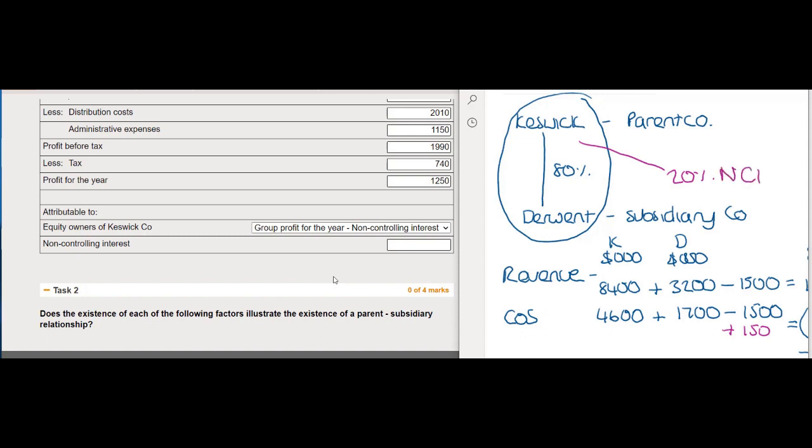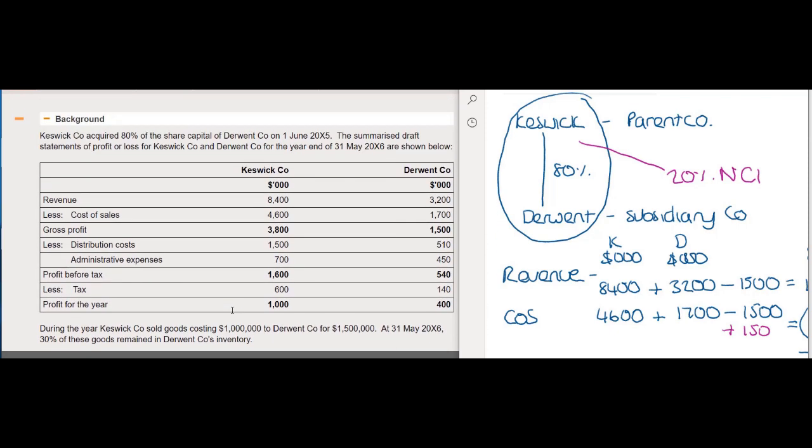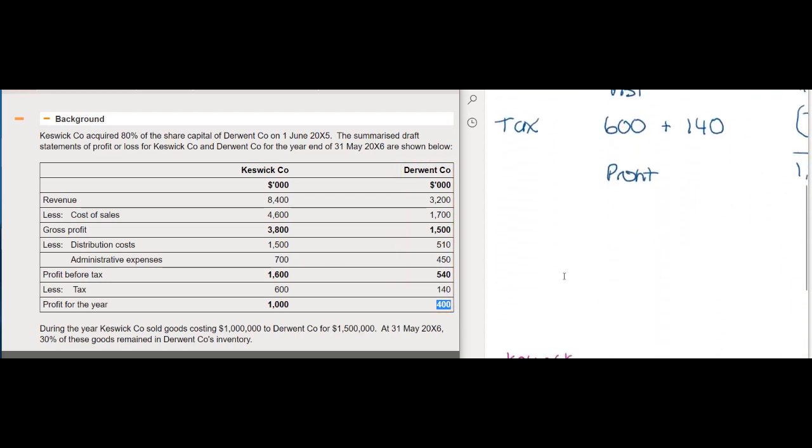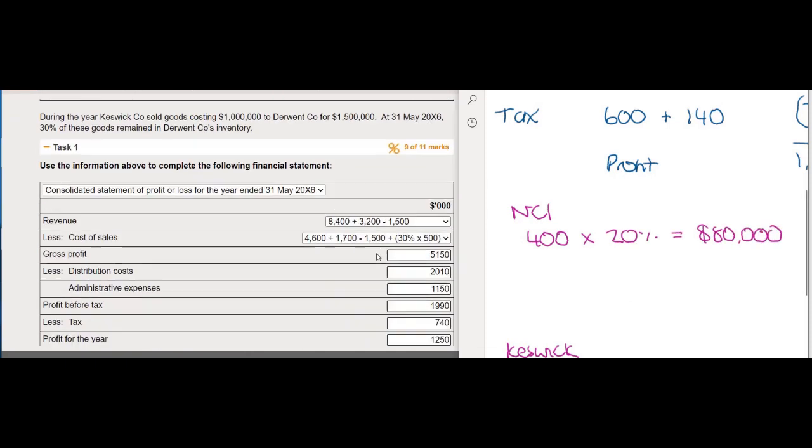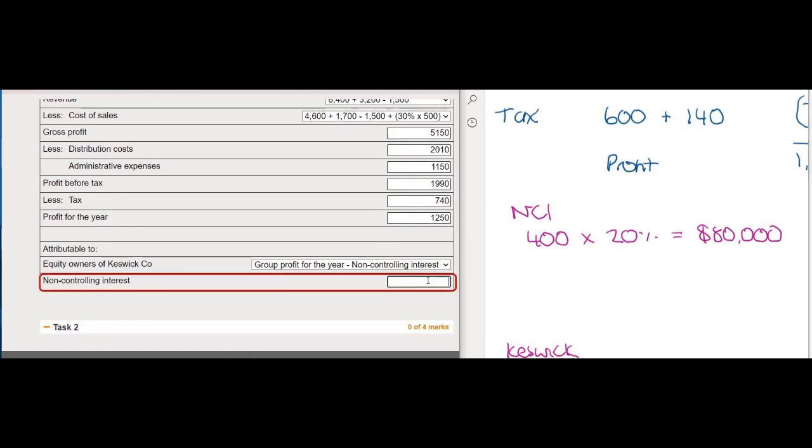The final box to complete for task 1 is to actually calculate the non-controlling interest. In order to do this, we need to look at the information relating to Derwent. Derwent's profit for the year is 400,000. Remember that only 80% of the shares are owned by Keswick, and so therefore not all of that profit belongs to the group. We therefore need to calculate the non-controlling interest. If we take our profit figure and multiply by the non-controlling interest percentage of 20%, this will give us 80,000. This therefore needs to be included in the final box, like so.